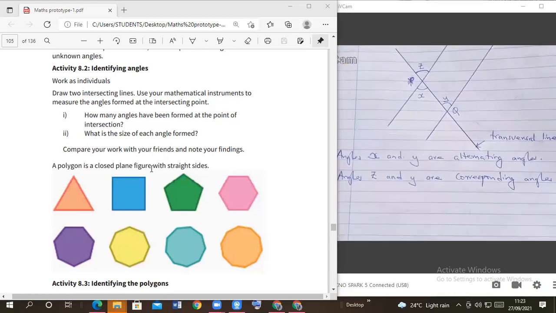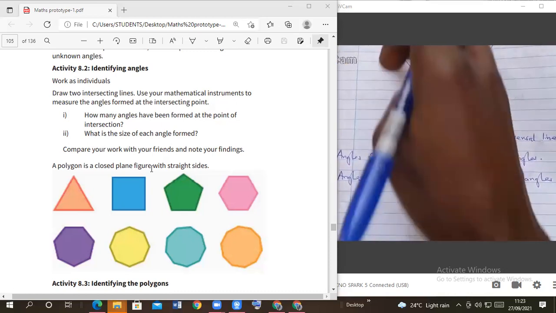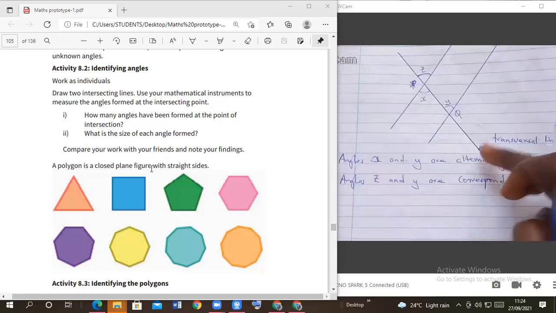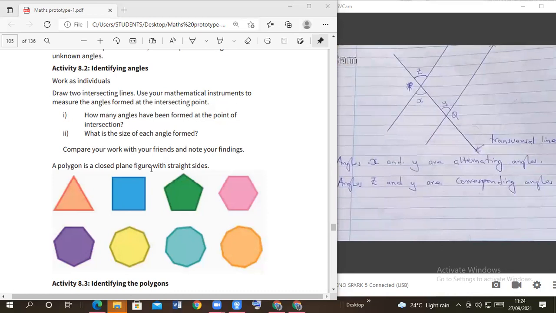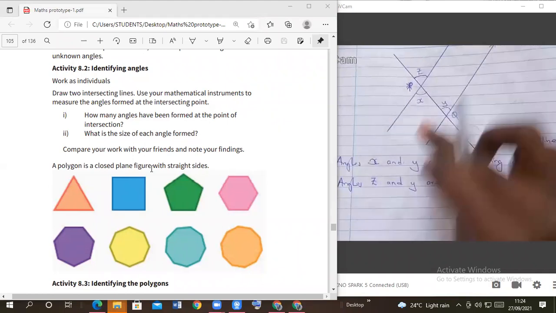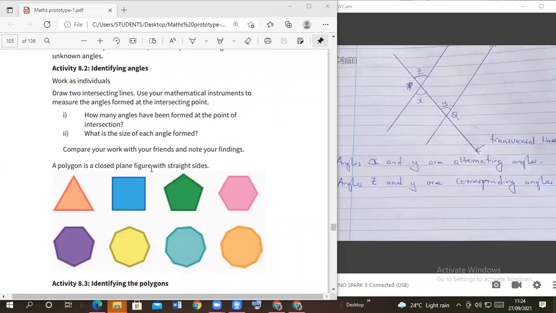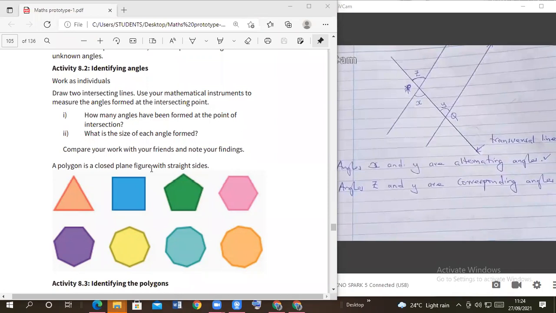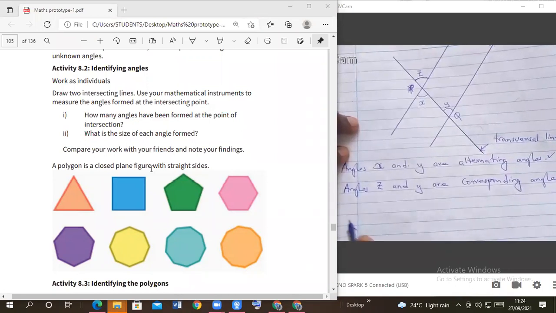I want you to be a very good student. This line is called what? A transversal line. Then these two lines are parallel lines. So when you have a transversal line and parallel lines, how many types of angles does it produce? It produces two types of angles, alternating angles and corresponding angles. Very good.